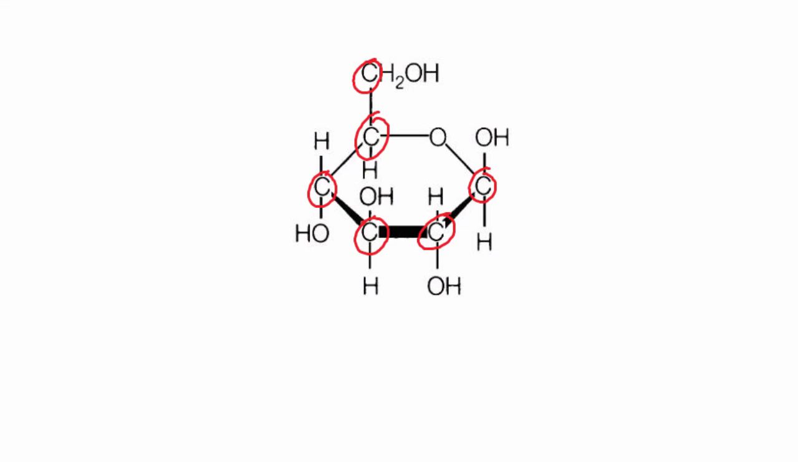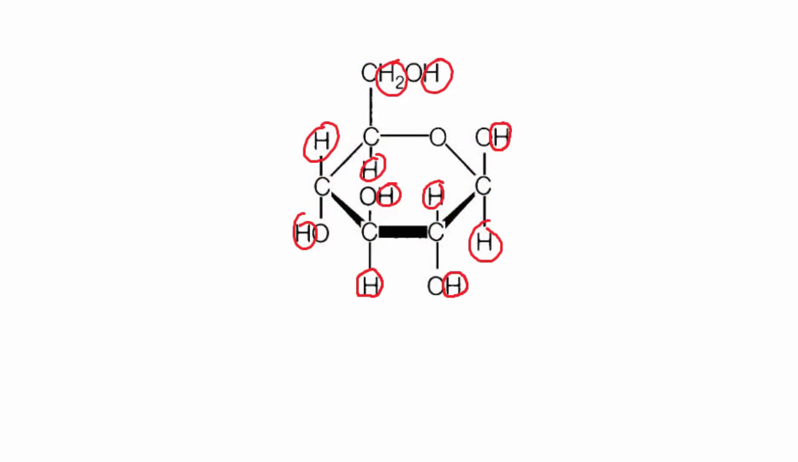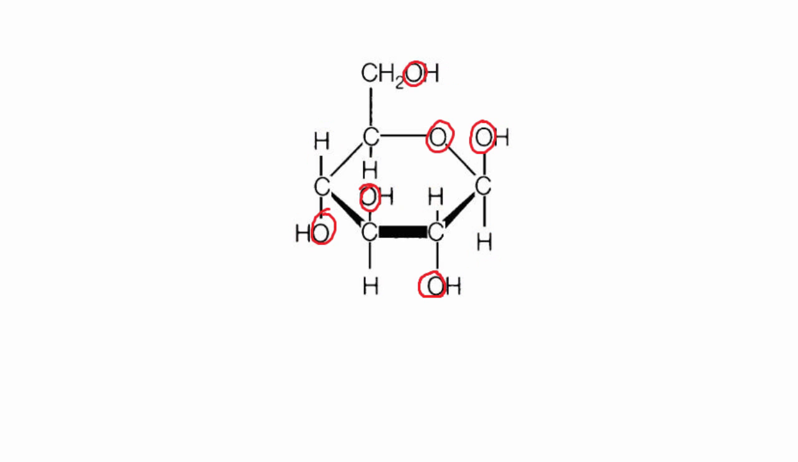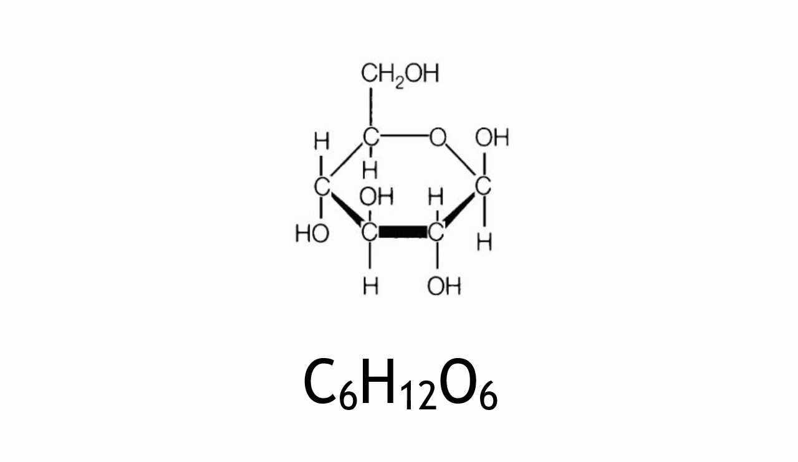Now, the molecular formula simply shows how many of the different types of atoms there are in a molecule of something. So, for example, in glucose there are 6 carbon atoms, 12 hydrogen atoms, and 6 oxygen atoms. So the molecular formula for glucose will simply be C6H12O6.